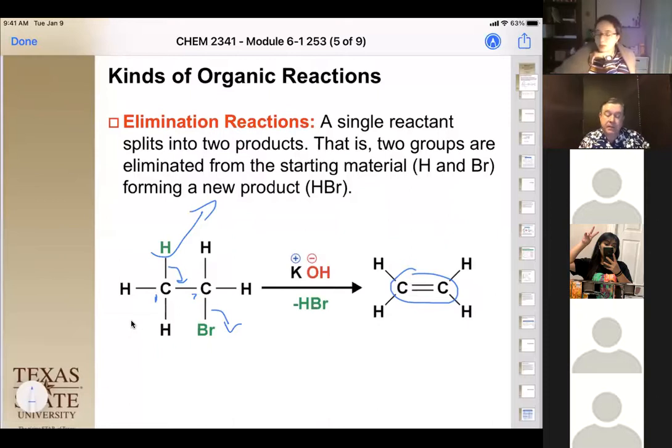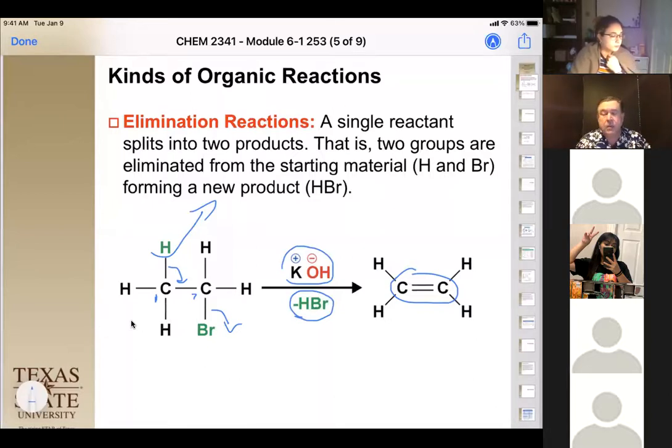The cool thing about this is that you can go from 1 compound to 2 compounds in the course of the reaction here. And of course, you have to have a driving force for this. In this case, we're using a base to remove a proton from our alkyl halide to create our double bond. So now we've changed the hybridization of our carbons in this elimination reaction.